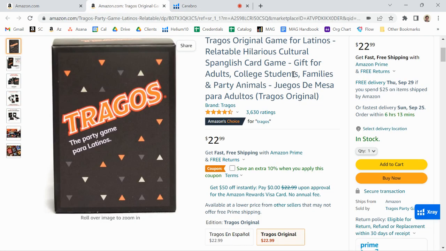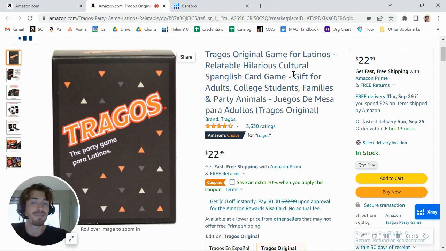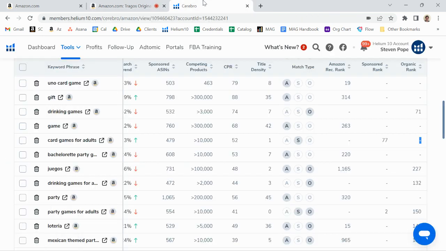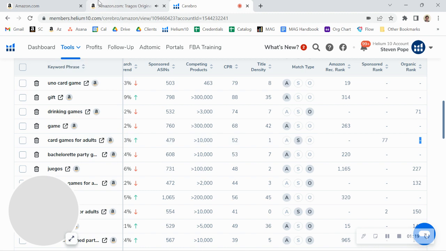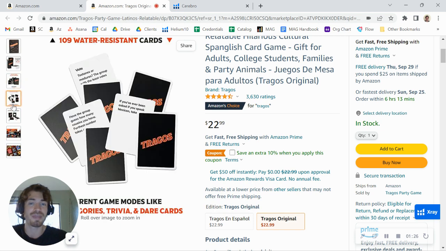So what you want to do here in your listing, you do want to do some exact matching for that keyword. So if you look at that keyword, it says card games for adults. You want to exact match for that in your title and your bullet points and your backend search terms to really move up that keyword.